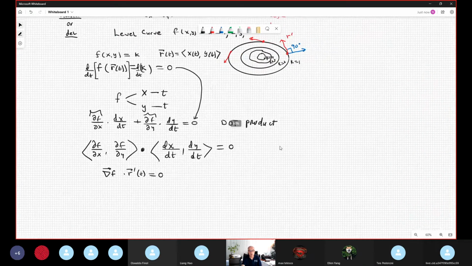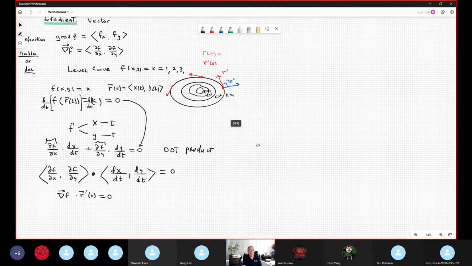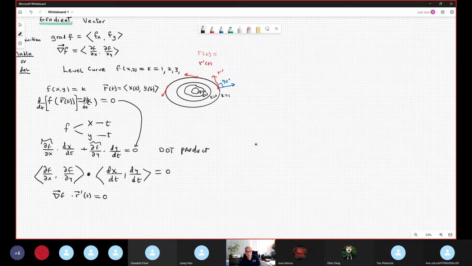Conclusion: this is the first property I want to illustrate. The gradient is a vector, and the vector is always perpendicular to the level curve. It is also perpendicular to the tangent vector at any point of the level curve. So you apply exactly the same idea, not to level curves, but to level surfaces.